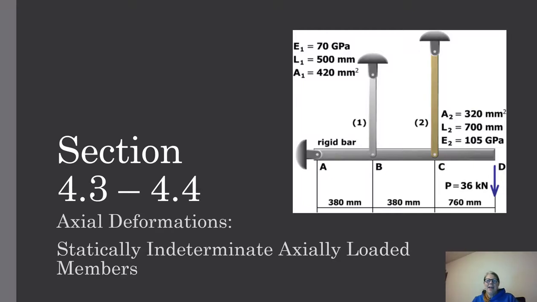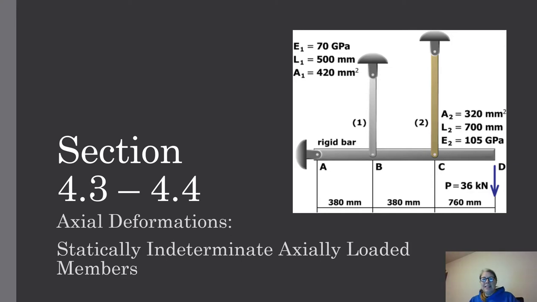Hey, we're back. We are moving into the exciting part of our chapter. So far, up to this point, we have looked at systems that are determinate. We can determine the internal forces, we can determine the reactions using equilibrium alone. But we know that's not truly how everything is built.